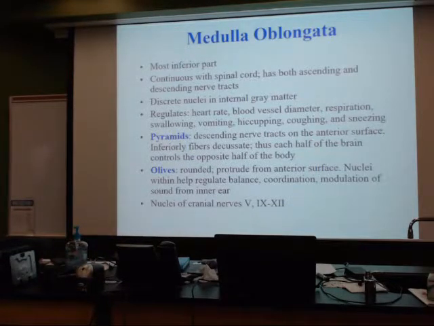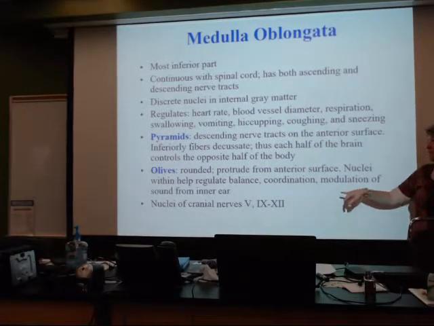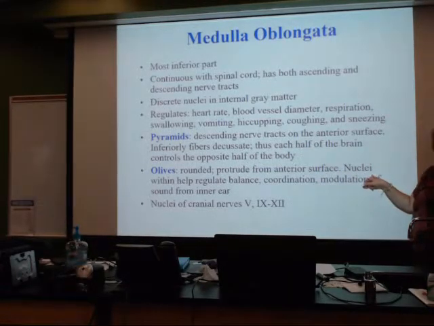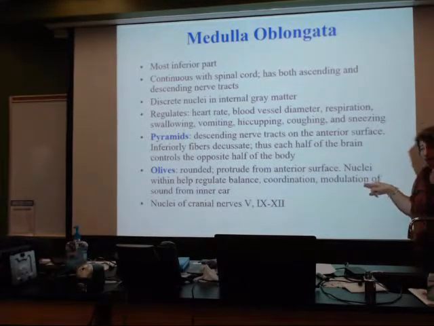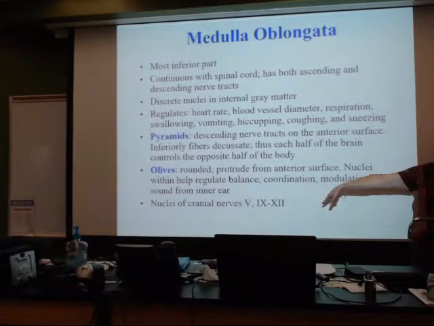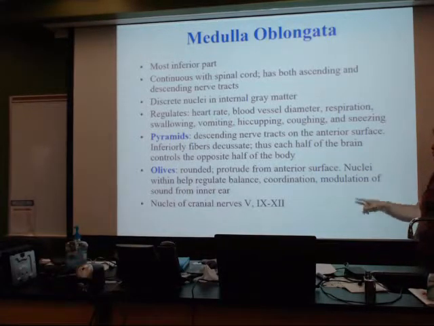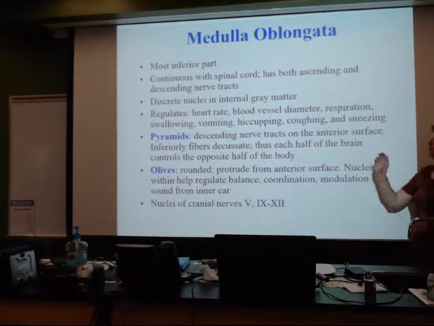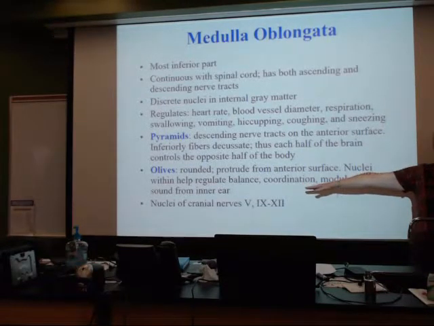Olives, all right, this is kind of cool right here. Like I said, they're rounded like an olive. The nuclei that are found there, the nerve cell bodies, they help to regulate balance, coordination, and modulation of sound from the inner ear.